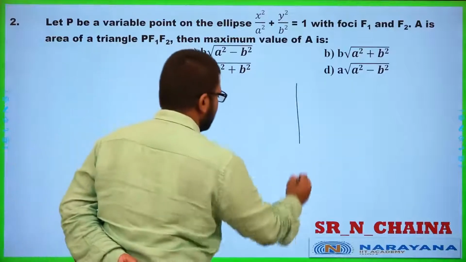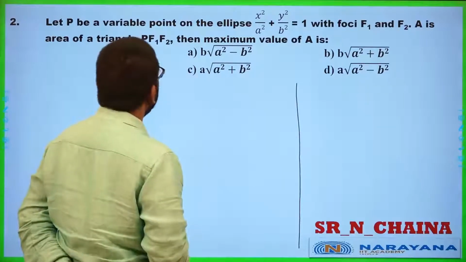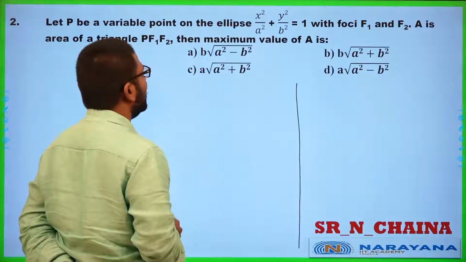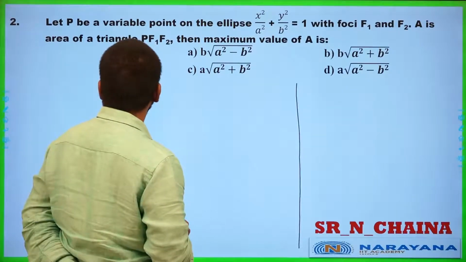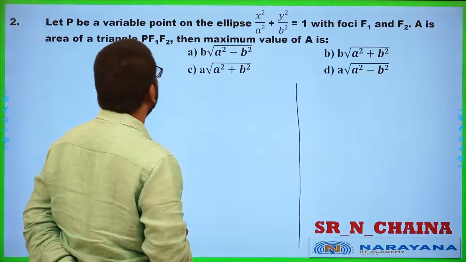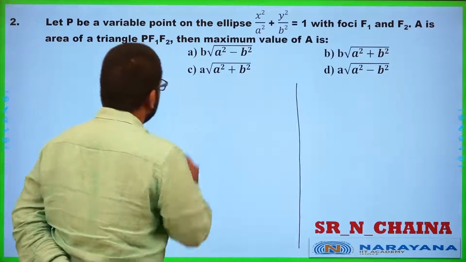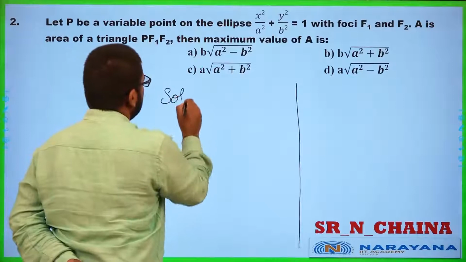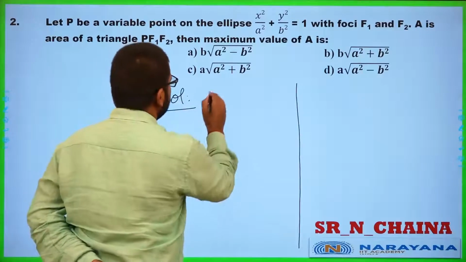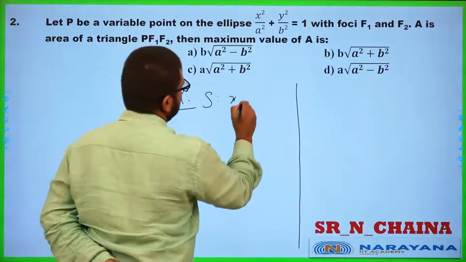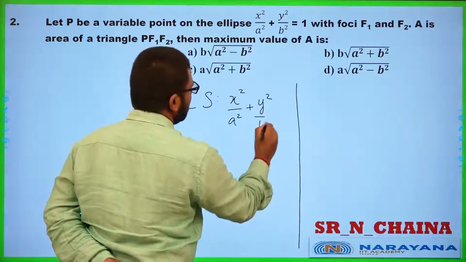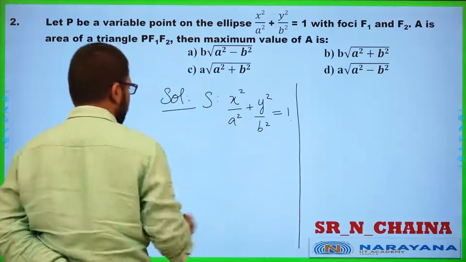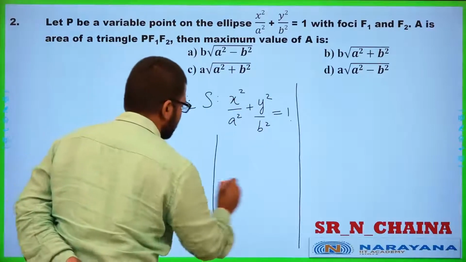Let P be a variable point on the ellipse x square by a square plus y square by b square equal to 1 with foci F1 and F2. A is the area of triangle PF1F2. Then the maximum value of A is what? Okay. So we have the standard ellipse x square by a square plus y square by b square equal to 1.